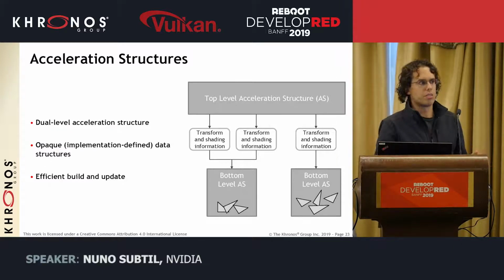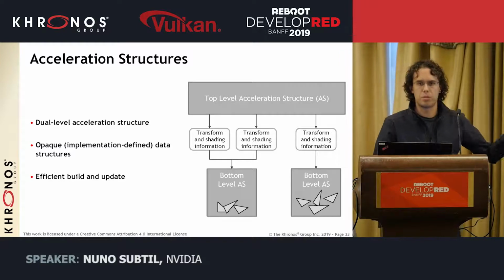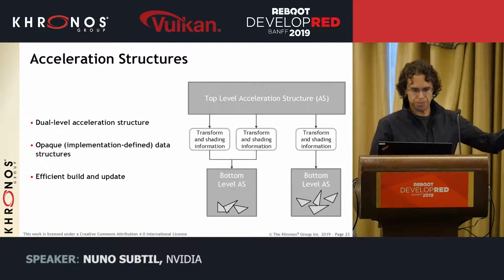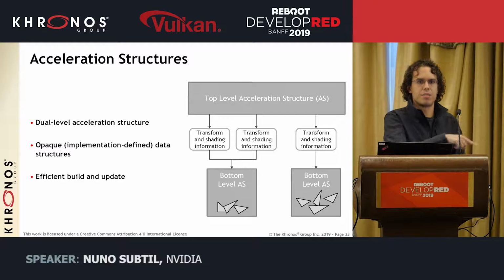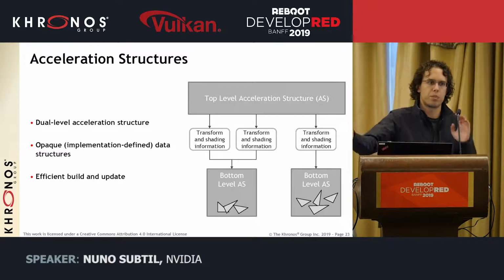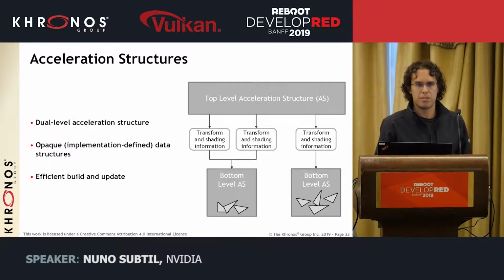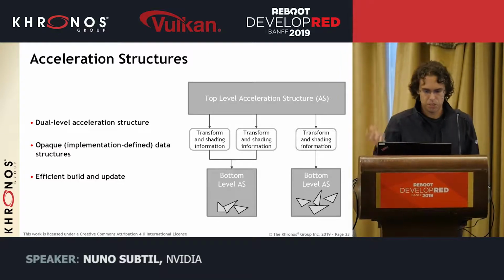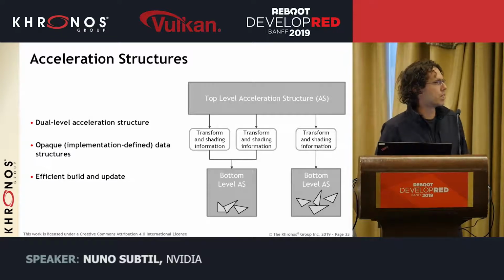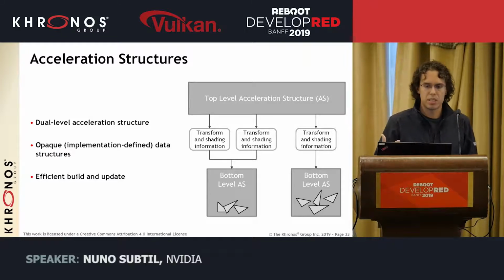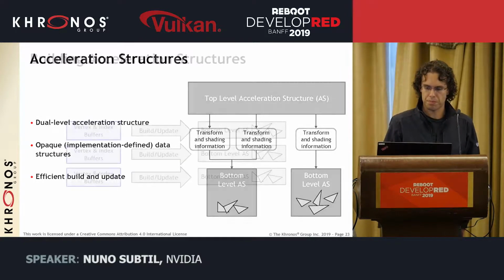So, think of it like the bottom-level nodes contain your mesh data. The top-level acceleration structure contains instance information for your meshes. So if you have the same mesh repeated 10 times, you have 1 bottom-level node with 10 pointers with different transform and shading information. These are opaque data structures. They're completely implementation defined. IHVs are free to optimize and implement them as fits their hardware best. And we're speccing them out to have efficient build and update operations that happen on the GPU.